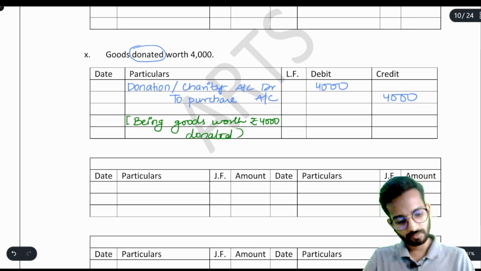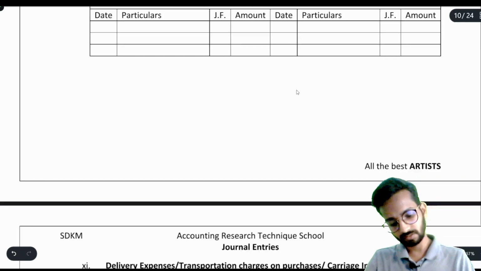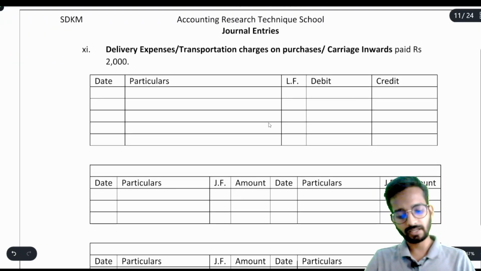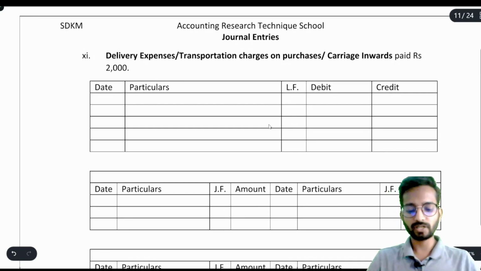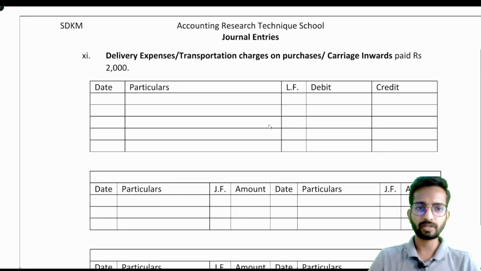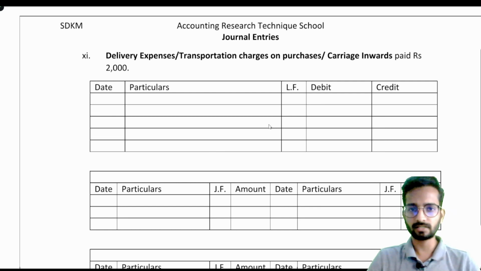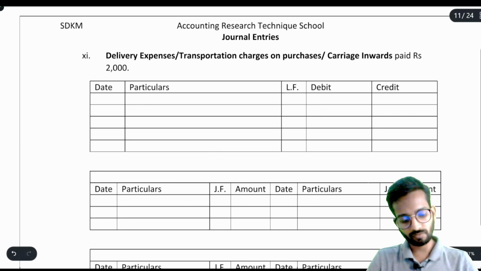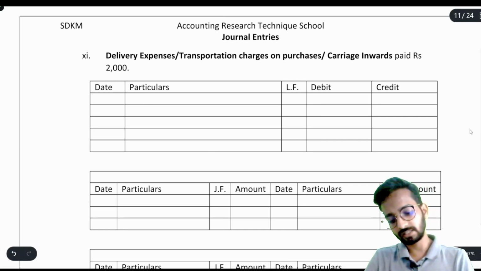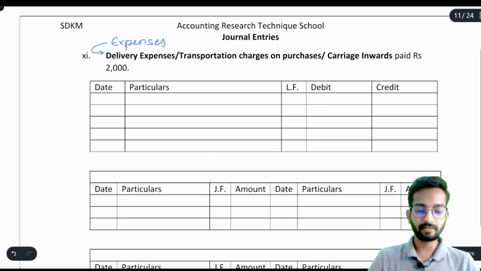Now, moving to the next question. Delivery expenses or transportation charges which are paid on purchases, or you can say carriage inwards. These all are the same thing. Whenever we purchase some goods, the transportation charges we are supposed to pay are called transportation charges on purchases, or carriage inwards. So, what will we write? Understand this thing. These are our expenses, and expenses incurred, we are paying expenses.